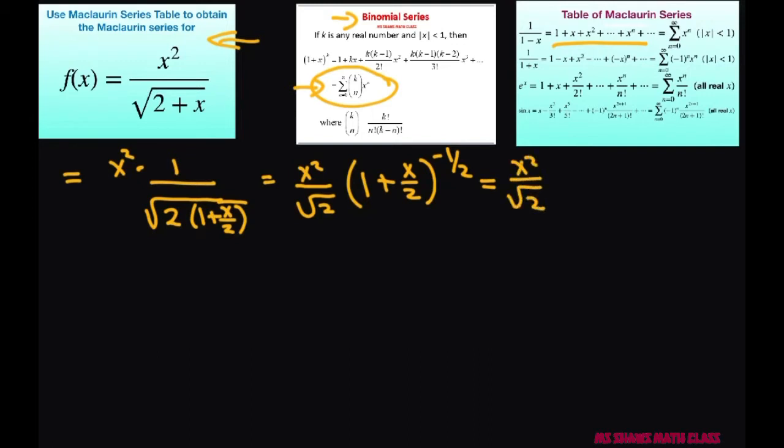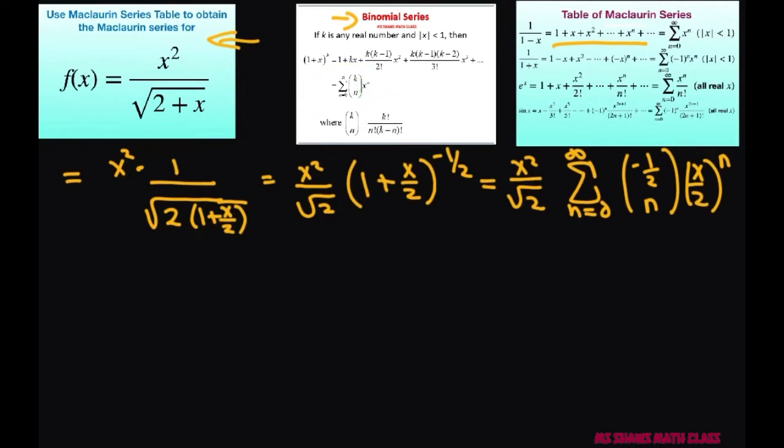All right, so using this formula here, this is going to equal x squared divided by square root of 2 times the sum from n equals 0 to infinity. Your k is negative 1/2. Then you have n, and then we have x divided by 2 to the power of n. That's for this part right here. Now that we have that, let's expand it. I'm going to try to write small here because I always run out of room: x squared divided by square root of 2, and then the sum, this part right here.